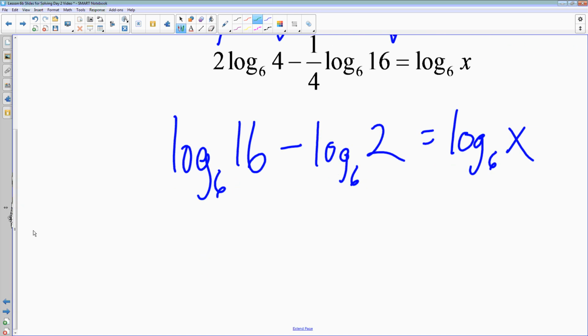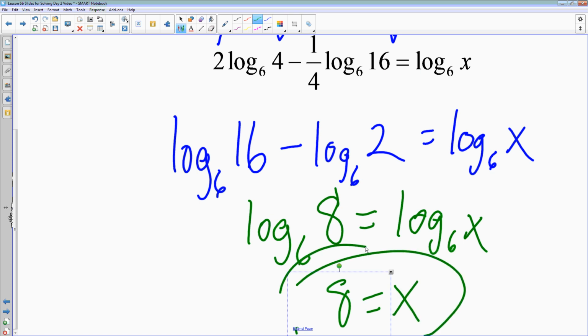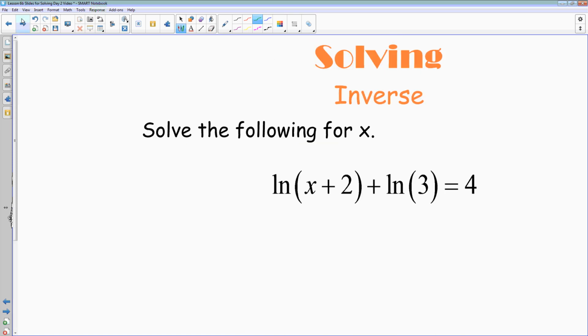Now we've got subtraction going on. That's the quotient property. So we're going to put those together. So log base 6 of 16 over 2, well, 16 divided by 2 is 8. Then we can set the 8 equal to x, and we are done. Okay, now let's move on to some examples with the inverse property.